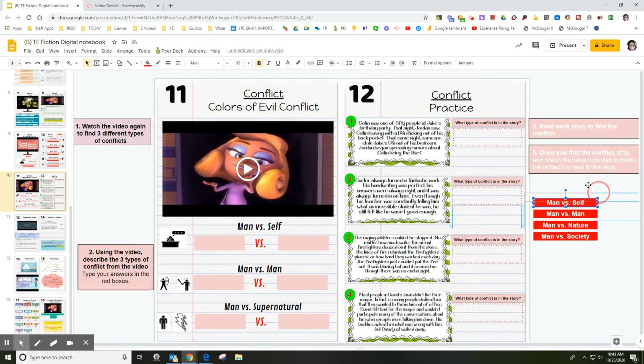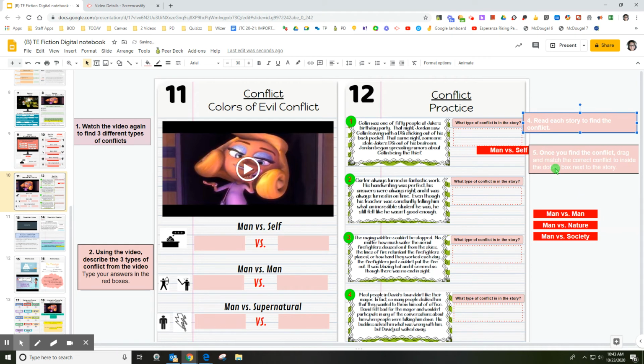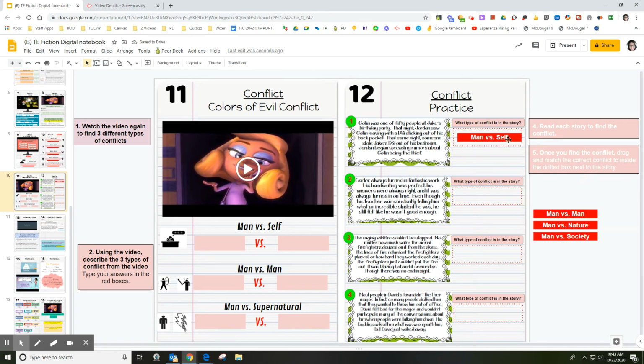So if you think the conflict in this story is man versus self, you'll drag man versus self there. Okay. If you think it is man versus man, you will drag man versus man inside the dotted box. And then you will drag an answer for each one of these stories to show me that you can find the type of conflict in it.